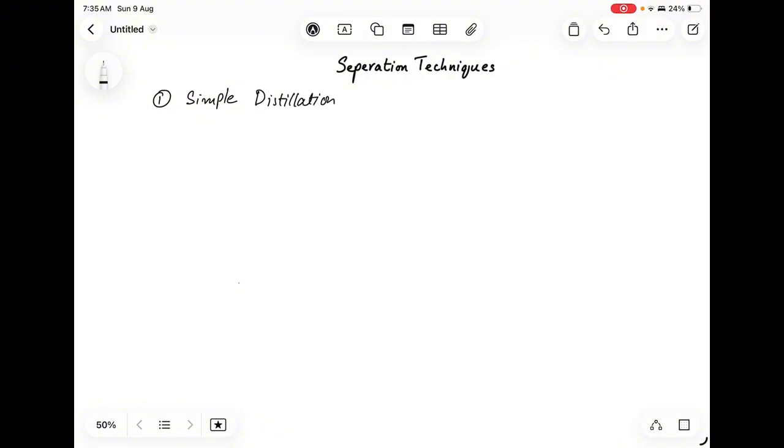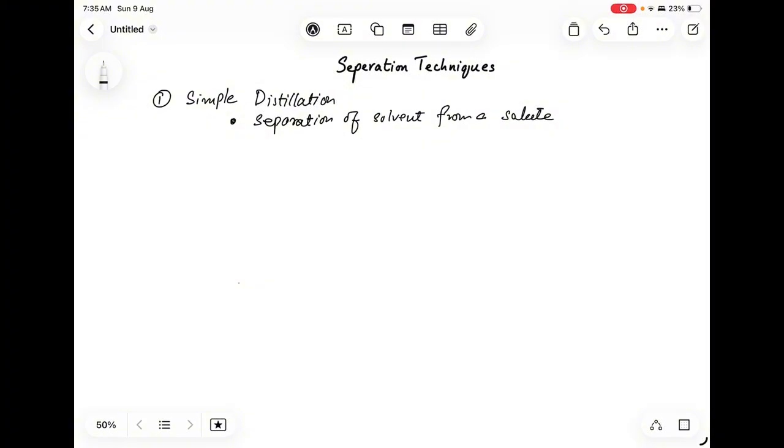In simple distillation we can do two things. First thing is the separation of solvent from a solute.